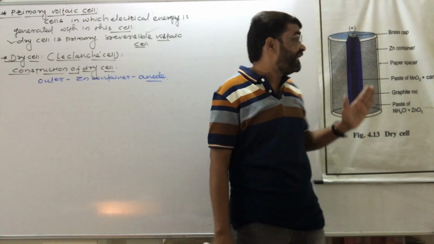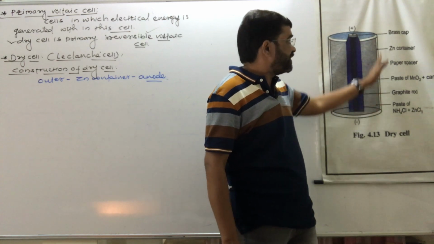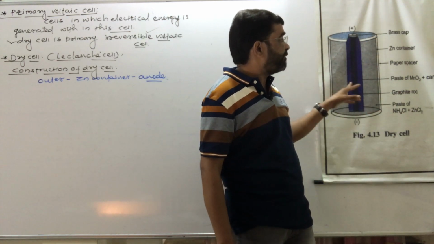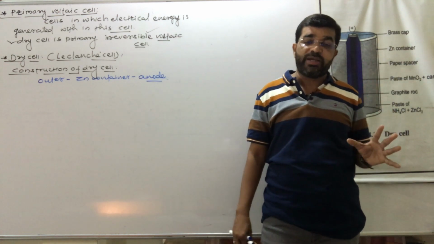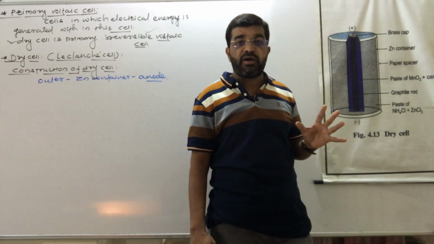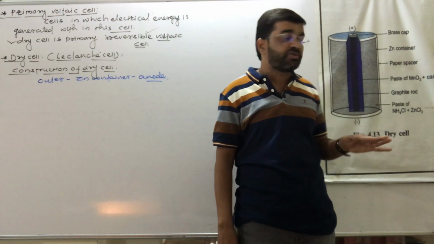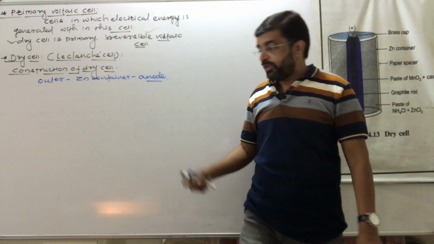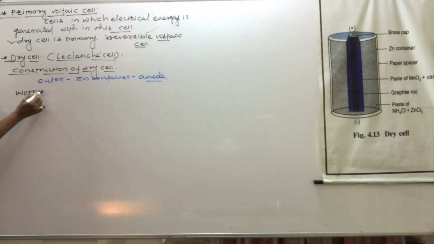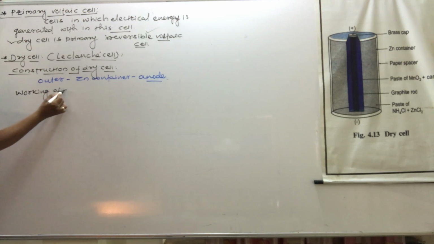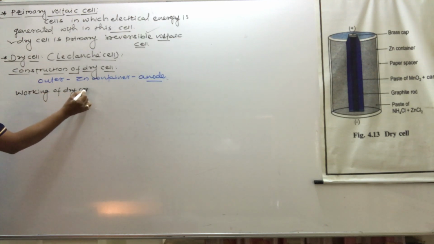Then this is covered with a wrapper, that is, a paper spacer is used. In this way, this is the construction of the dry cell. Now we have to study the working of the dry cell.